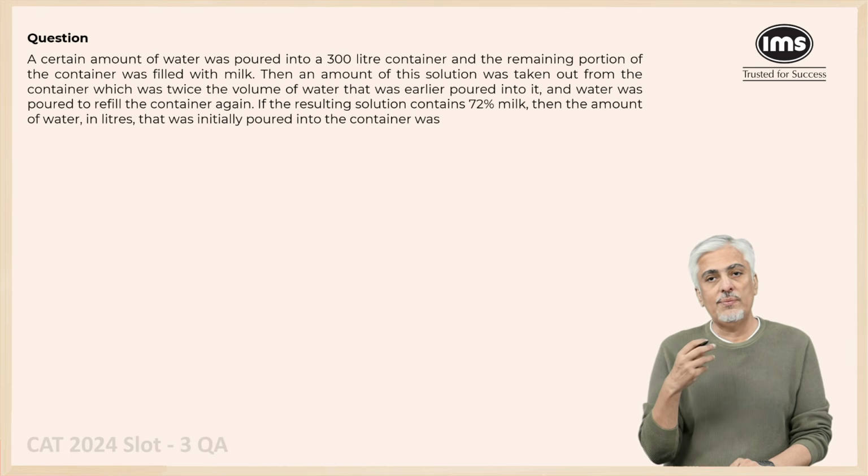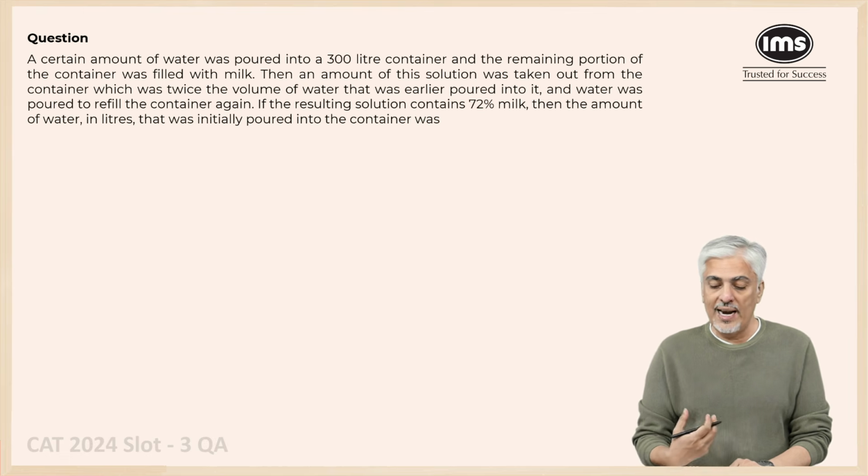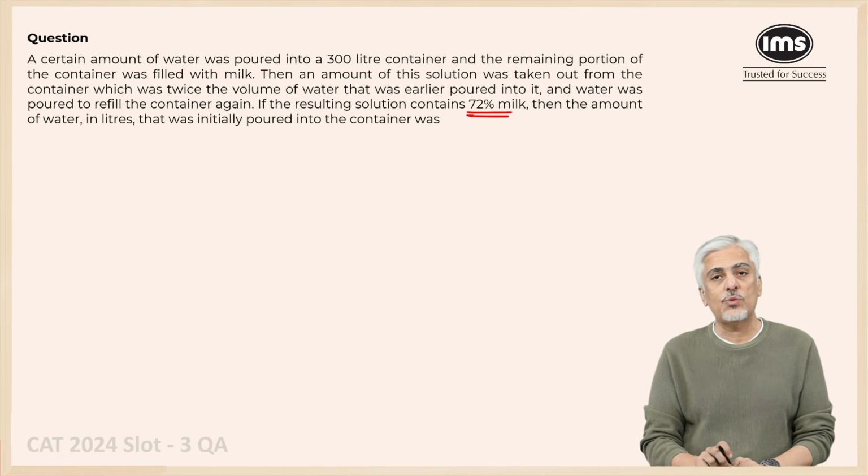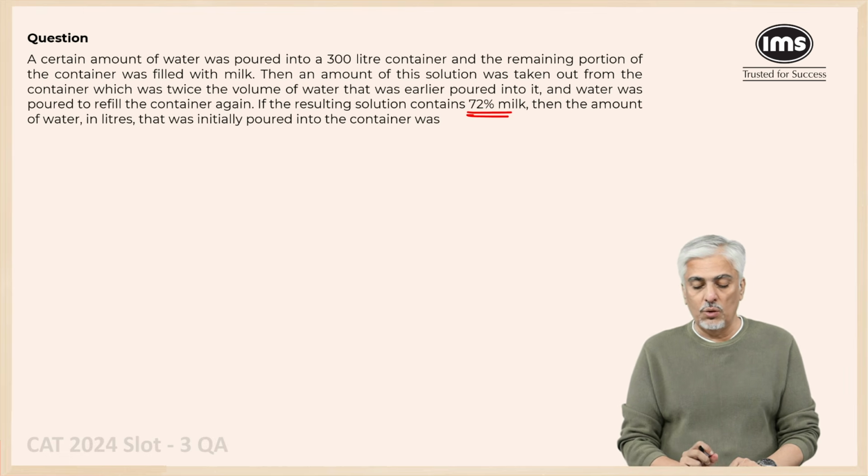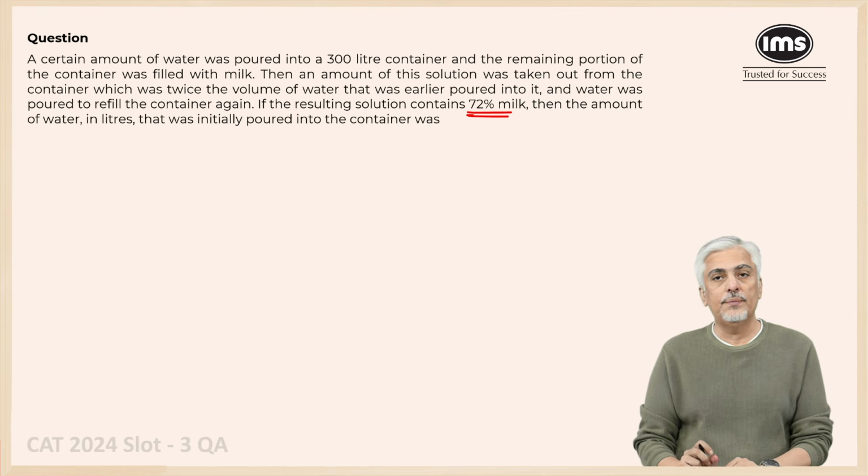So then what we are doing is basically whatever water was there, that much we are removing, the mixture we are removing and replacing it with water again. At the end, if there is 72% milk, which is as good as 28% water, then what is the amount of water in liters that was initially poured in the container?